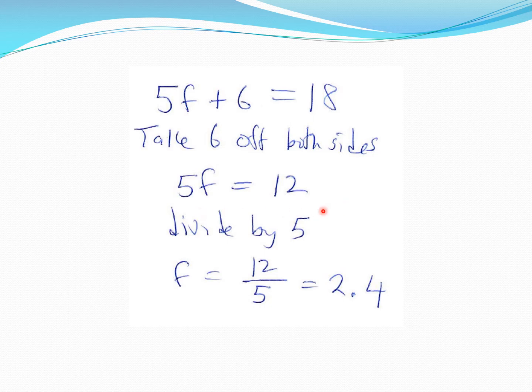Divide both sides by 5. 5 boxes contains 12. F equals 12 over 5 equals 2.4.